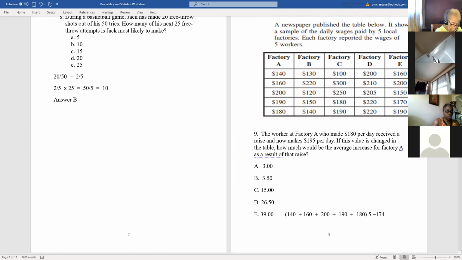Anybody get the average increase? Oh, boy. Any answers?